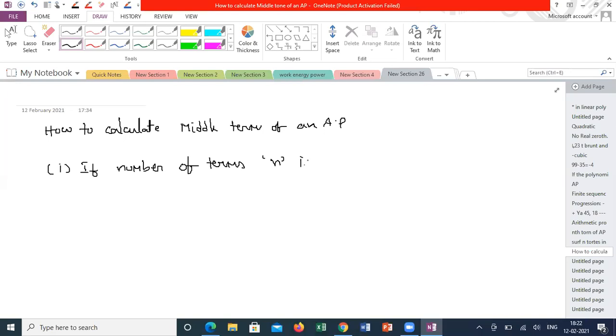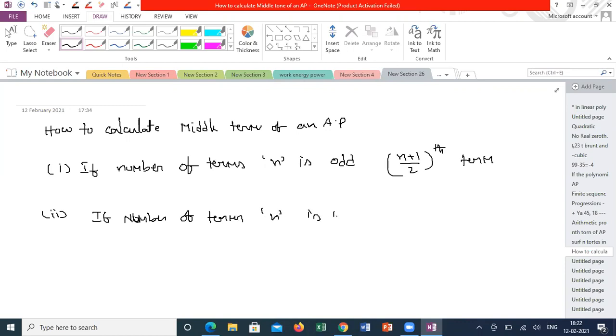Yes, sir. If the number of terms is odd, how to calculate? N plus 1 by 2. If the number of terms is even, you will get 2 terms, correct? If the number of terms n is even, then n by 2 and n by 2 plus 1. Not n plus 1 by 2, but n by 2 plus 1. This is how.